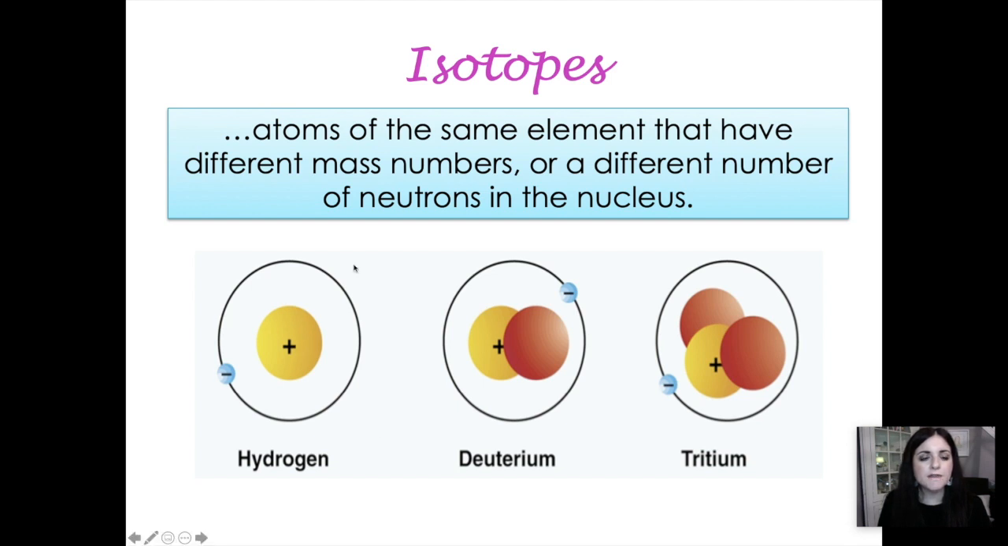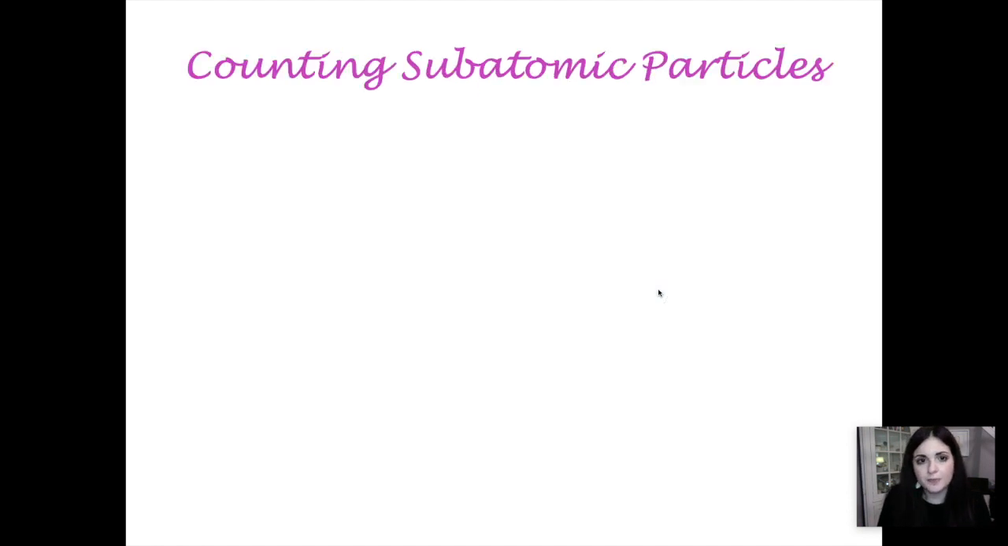This first isotope has no neutrons in the nucleus. This isotope, also known as deuterium, has one neutron in the nucleus along with the one proton. And this isotope of hydrogen, also known as tritium, has two neutrons in the nucleus. So it's the same element, but they have different masses. They have a different number of neutrons in the nucleus. We call those isotopes of one another.